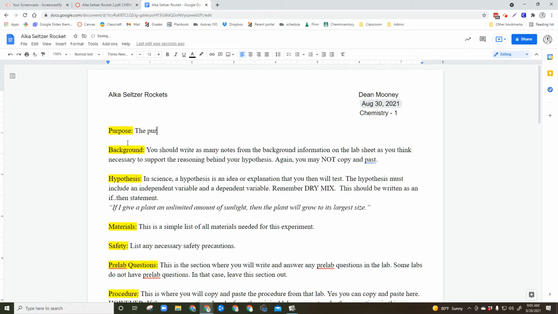Okay, so the purpose, and we're writing in complete sentences. We are 10th graders, and we are more than capable of writing in complete sentences. Okay, the purpose of this lab is to test the effect of water temperature on the reaction rate of, okay, so you see the predictive text. I just push tab.